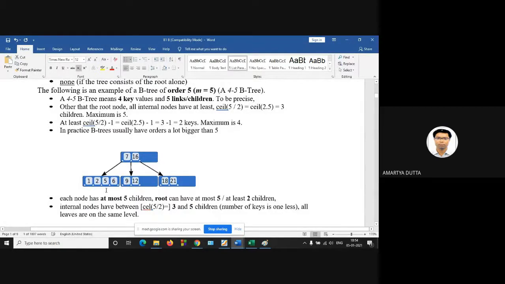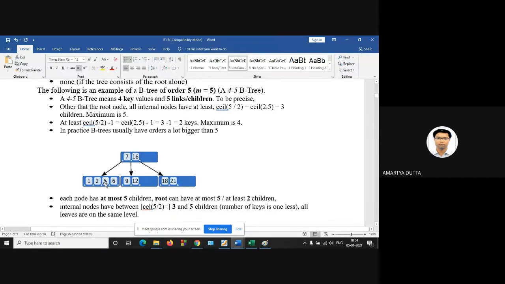Here in this leaf node, 1, 2, 5, 6, it is arranged in ascending order. So K1, K2, K3, and K4. Is it clear? Why K4? K4 means K m minus 1. So K 5 minus 1, that is K4. Here m is 5.